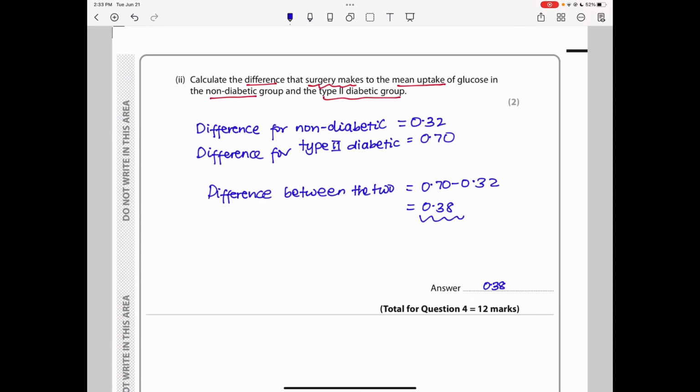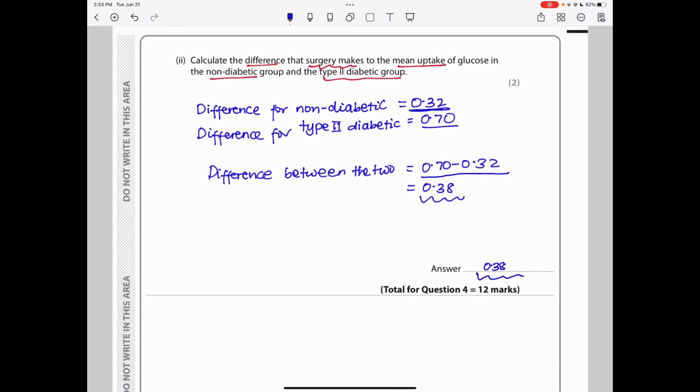Calculate the difference that surgery makes to the mean uptake of glucose in the non-diabetic group and the type 2 diabetic group. So we can see from the previous page that the difference for the non-diabetic group was 0.31 and for the type 2 diabetic group is 0.70. If we are looking for the difference the surgery created between the non-diabetic and the type 2 diabetic group, it's going to be 0.70 minus 0.32, and the difference is going to be 0.38, which gives us the answer here. So this brings us to the end of question 4.